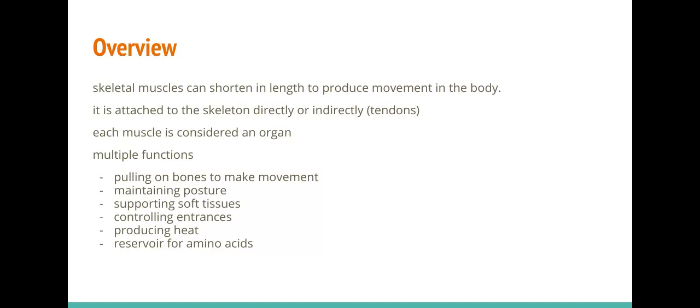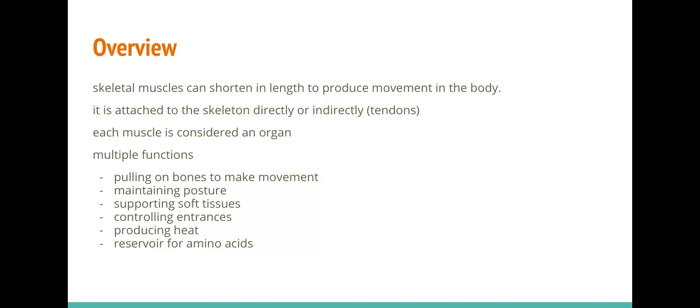A very brief overview. We know from histology that there are 3 kinds of muscle tissue. There's the cardiac muscles, smooth muscles, and then skeletal muscles, which is what this lab is going to focus on. Skeletal muscles can shorten in length, and that produces movement in the body. So muscle tissue is excitable, just like nervous tissue, but it is the only tissue that is contractible. That's that shortening in length.